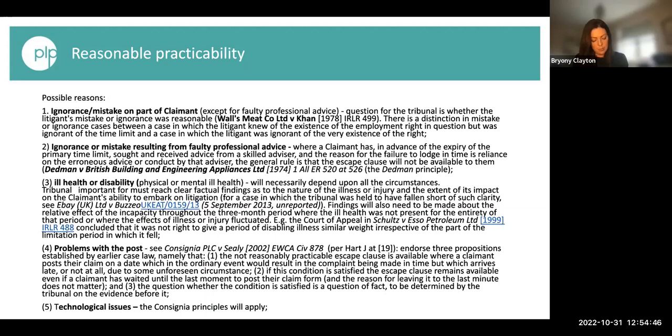So the same principles apply where a claimant does an act which in the ordinary event would result in the complaint being made on time on the online portal, but was prevented from having its normal and expected result by an unforeseen circumstance. Then if the condition is satisfied, it doesn't matter if the claimant waited until the last minute. And again, it's a question of fact to be determined on the evidence.